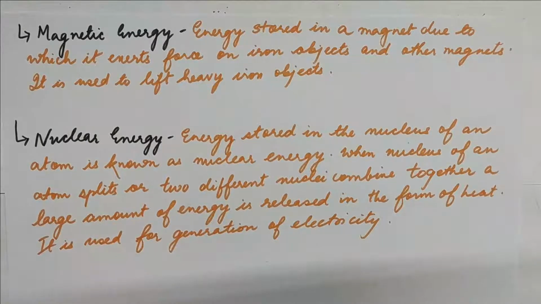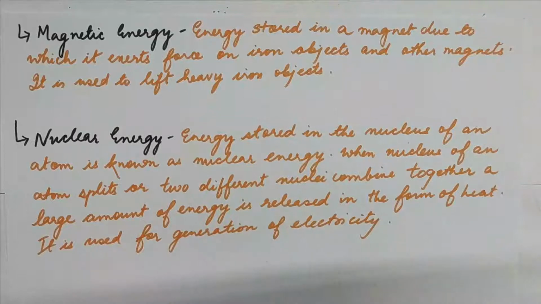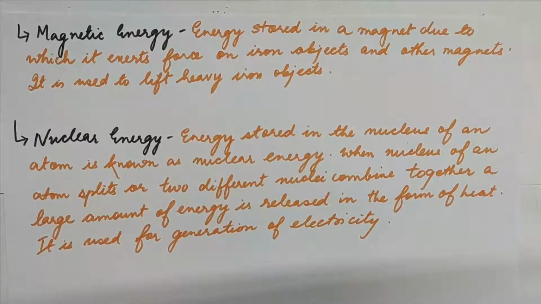Moving on to the last type that we are discussing in stored energy, that is the nuclear energy. You know that the nucleus of the atom is in the center, consisting of the protons and the neutrons. So the energy stored, children, in that nucleus is known as the nuclear energy. Remember, we are talking about the chemical body. We are not talking about a biological nucleus like that we have in a cell, okay?